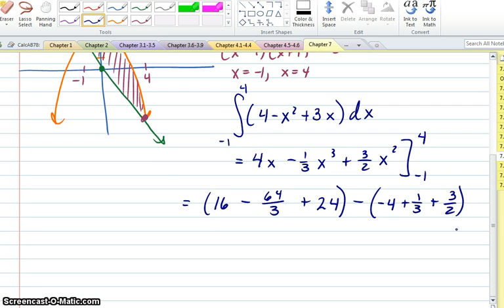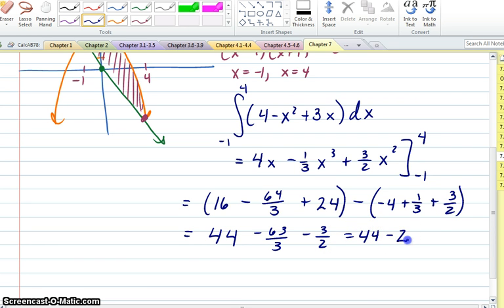Okay, so now let's add like things here. I always say wait to do the common denominator till the end. So 16 plus 24 is 40. Plus 4 is 44. And then you have 64 thirds, negative 64 thirds, minus 1/3, which is negative 63 thirds. And then you just have that random minus 3 halves there at the end. So what this turns into is you have 44 minus, that's nice, that's 21, minus 3 halves. So you get 23 minus 1.5. So you get 21.5, and you've now just found the area between those two curves. So actually not too bad.